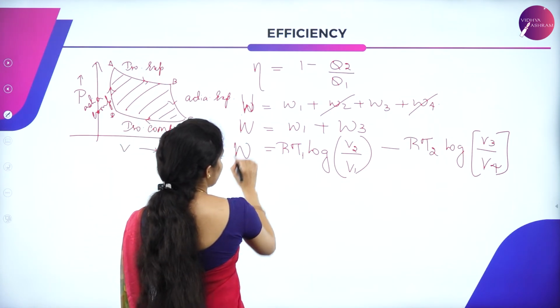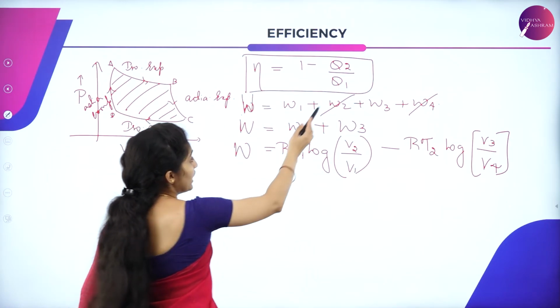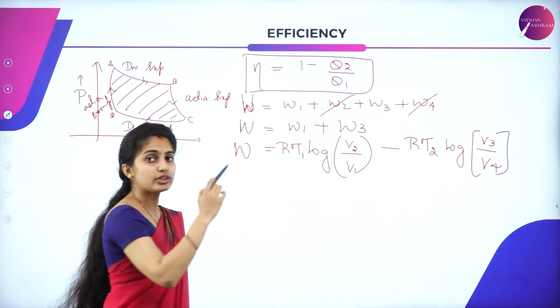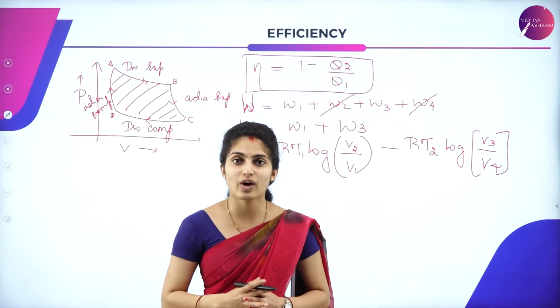So it is W. When you have this efficiency equation, you have to convert the heat supplied to temperatures. So when that is the case, what are the things you have to consider?